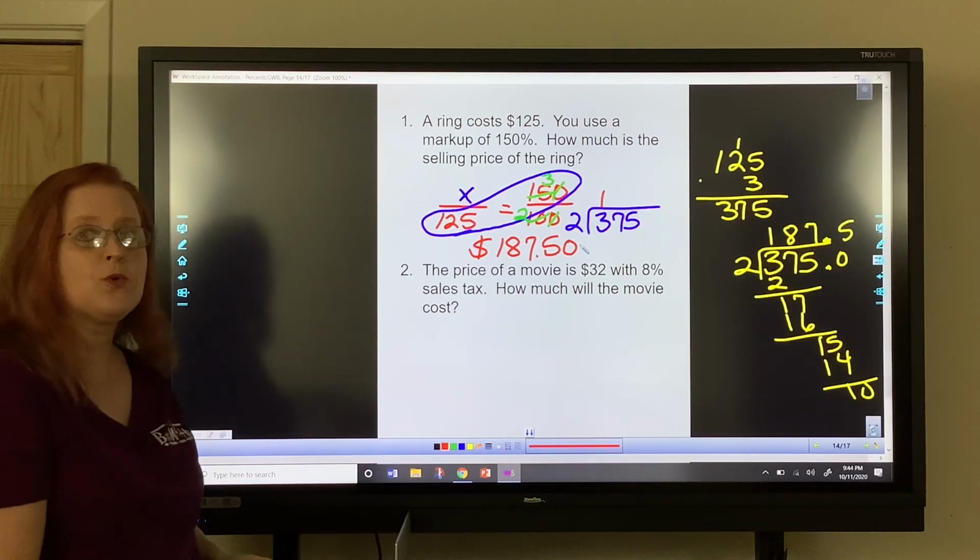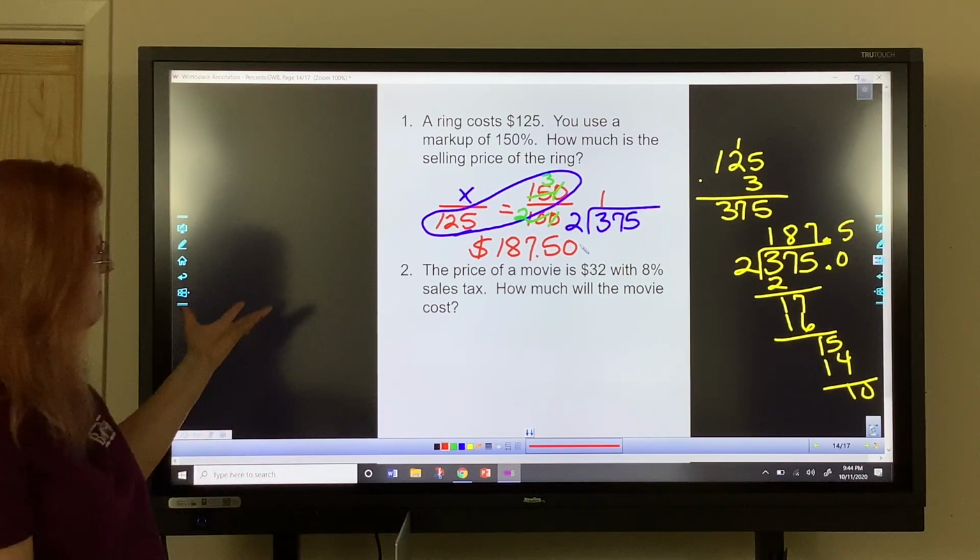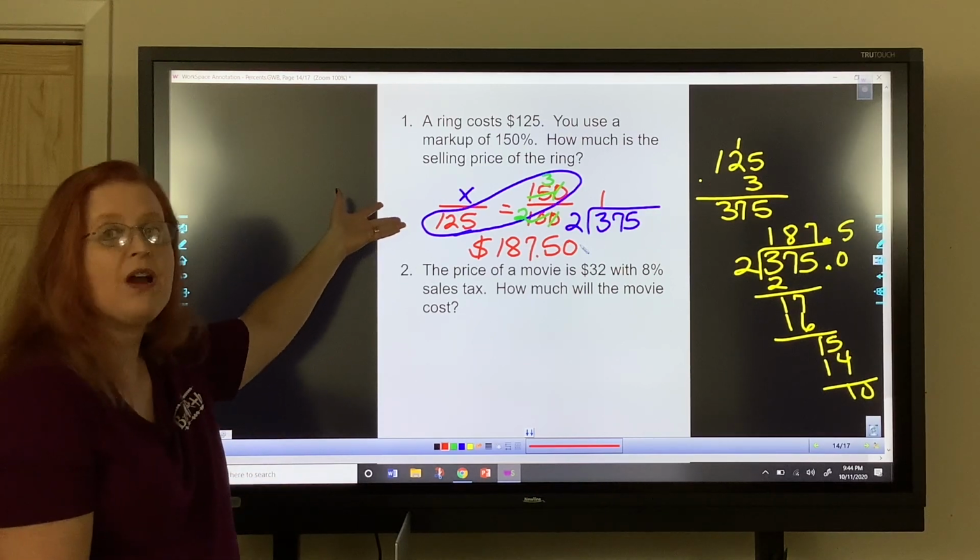I'm sure there are other ways to do this. Using the percent proportion is something that you've practiced with at this point.